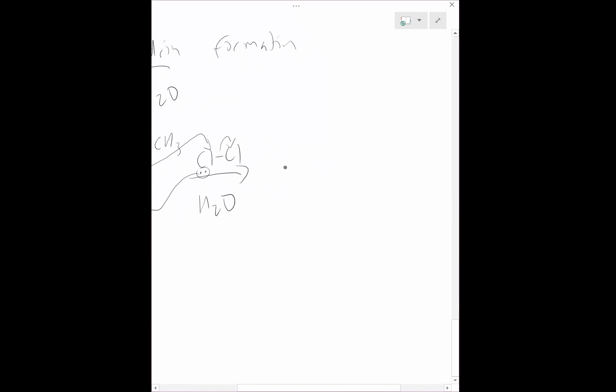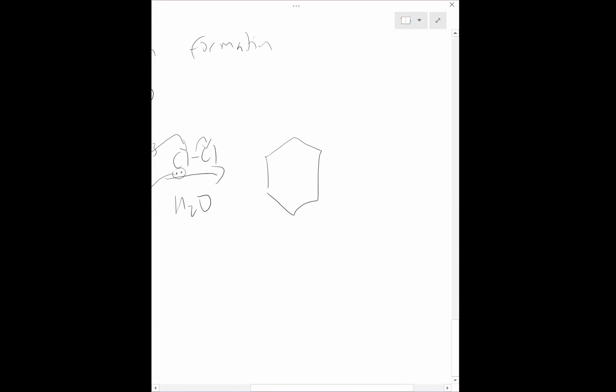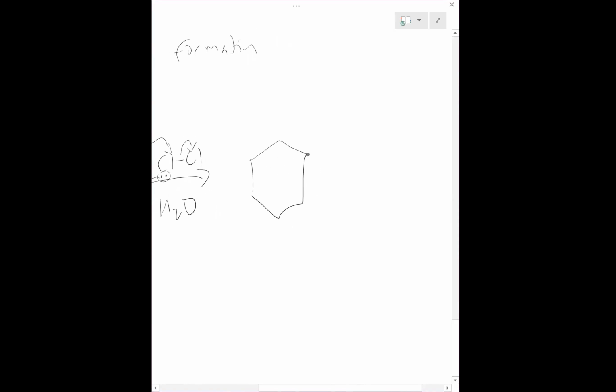So now you end up with not that ugly of a hexagon. Now this ring, again, you have that Cl ion.